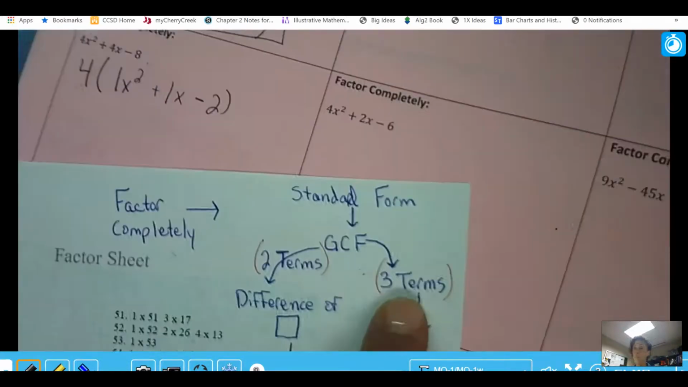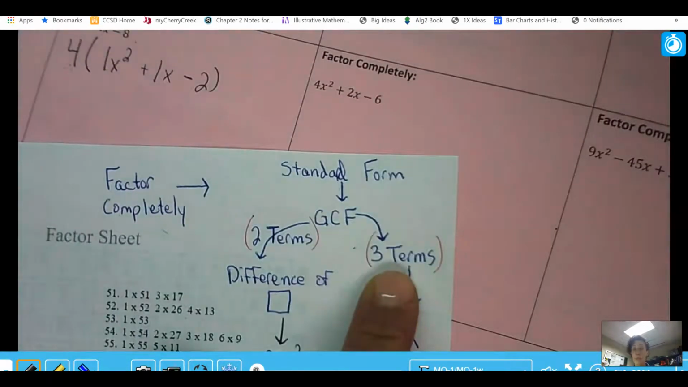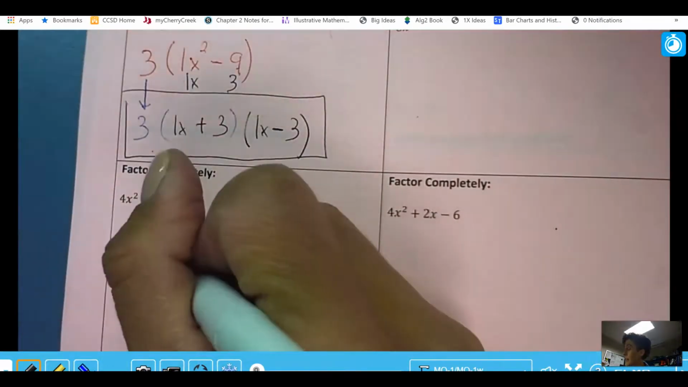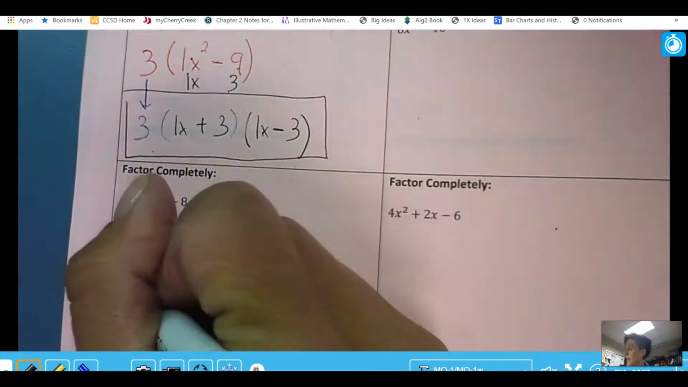And now what's in parentheses, since this is 3 terms, right? I'll be making my x just for the stuff that's in parentheses. So I'll do a little underlining here.